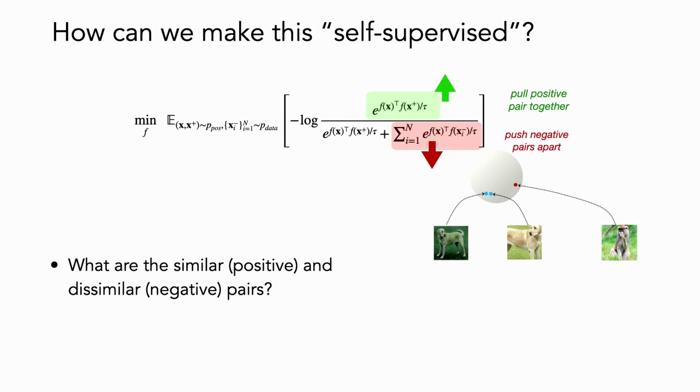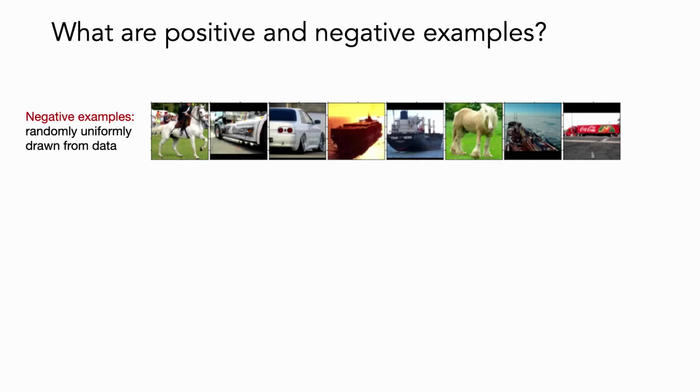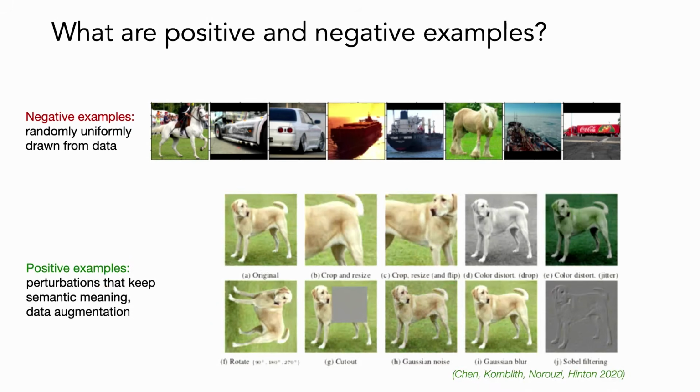How do we actually make it self-supervised? How do you get this sort of signal if you don't actually have labels about what's similar and different? Basically, what people do is they take all the random stuff, randomly drawn uniformly from the data, as negative examples. And as positive examples, you take your image and you do a bunch of weird stuff to it. So here we have this original image of a dog, and we can crop and resize, crop, resize, and flip.